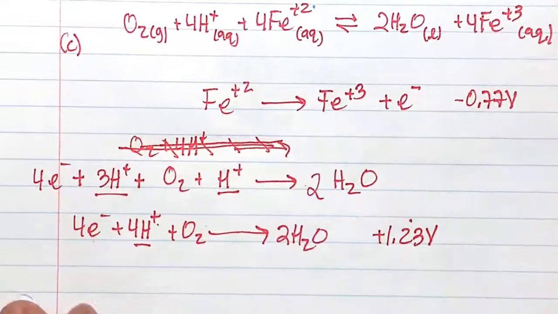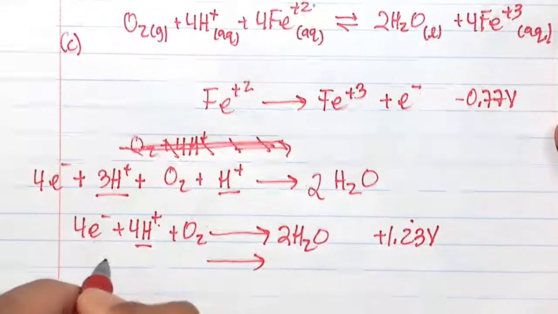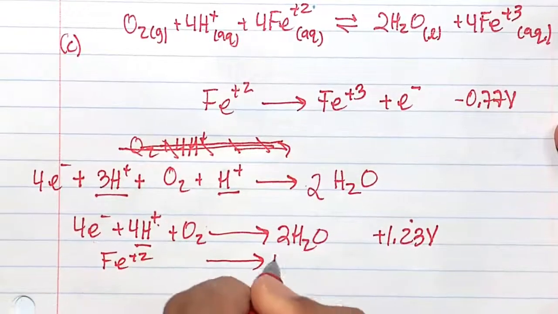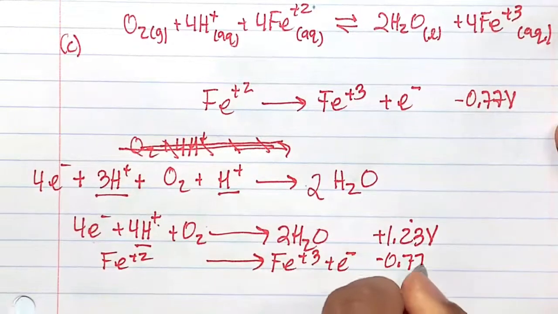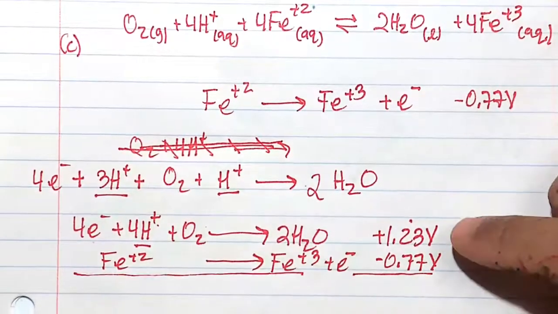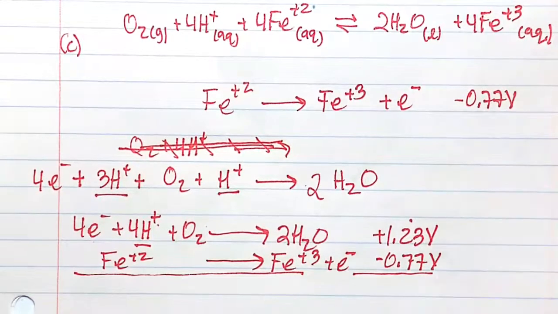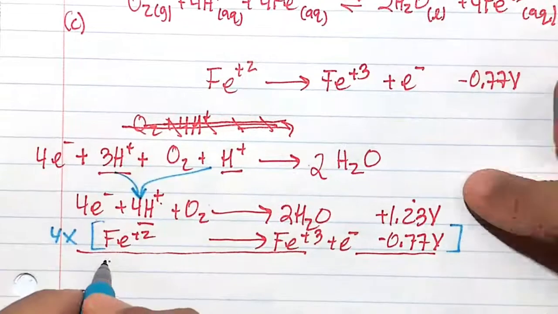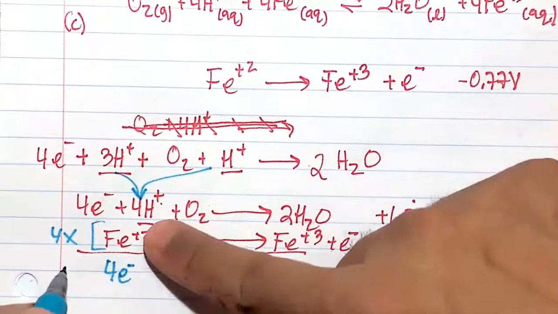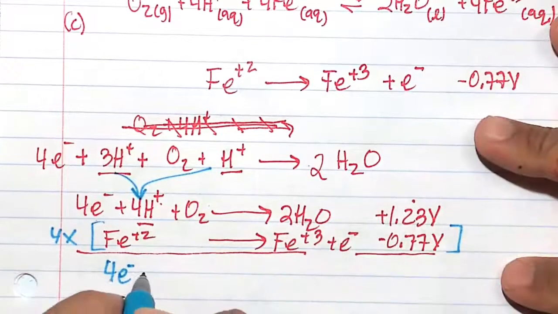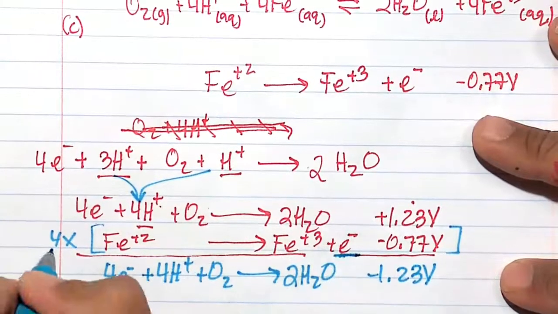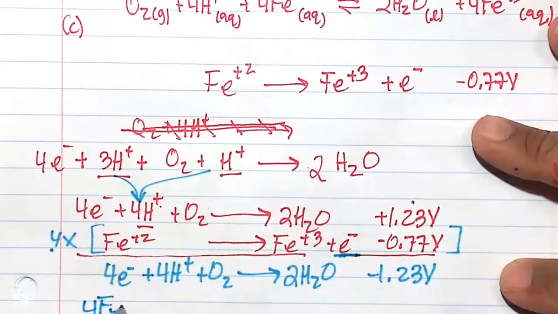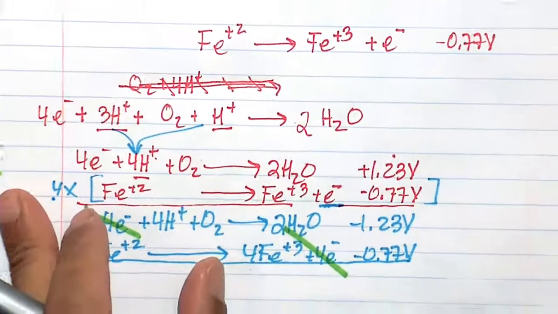Okay, let's rewrite this out here. So we have Fe plus 2 going to Fe plus 3 plus e minus at minus 0.77 volts. But let's multiply this bottom equation by 4 to cancel out the free electrons. So let's rewrite this top equation. This top equation is gaining 4 electrons, so the top equation is a reduction. Bottom, it's going to lose 4 electrons because I'm going to multiply it out by 4, so that is an oxidation.